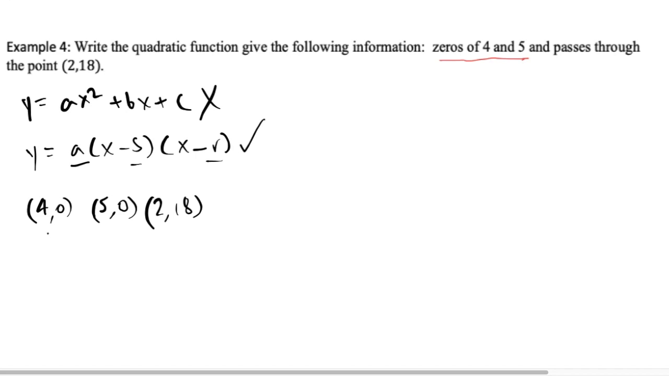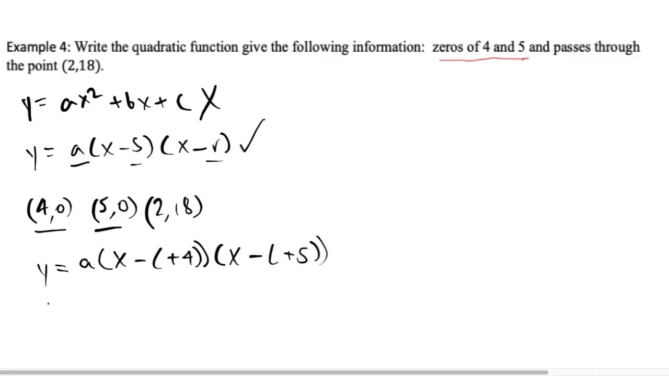So firstly, we need to substitute our two zeros into the factored form. Y is equal to a(x. When we substitute in 4 into the equation, it's a minus of. The sign will change. So we need to say minus of plus 4. And we have x minus of plus 5. So when we expand this, we actually see that the sign changes. y = a(x minus 4)(x minus 5). So this is our starting equation.